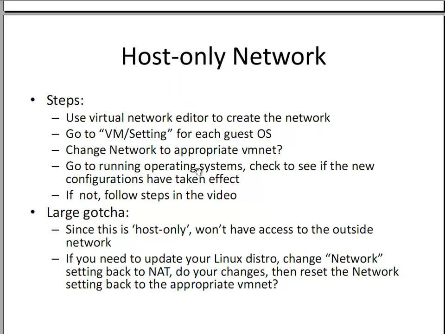Then we'll go back to the running operating systems and check to see if the new configurations have taken effect. If they haven't, you'll just follow the steps that I run through in the video. The large gotcha is that since this is a host-only network and it's private, running within VMware, you won't have access to an outside network like the internet. If you need to update, for example, your Linux distribution, you need to go back and change the network setting back to NAT, do your changes in your Linux distribution, and then reset the network setting back to the appropriate VMnet and whatever number. Let's take a look at how to do that.